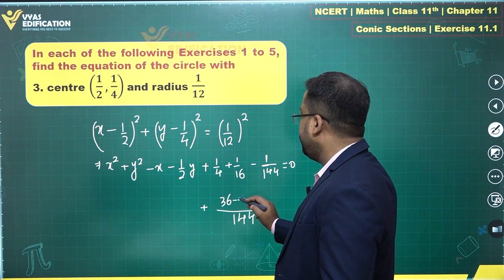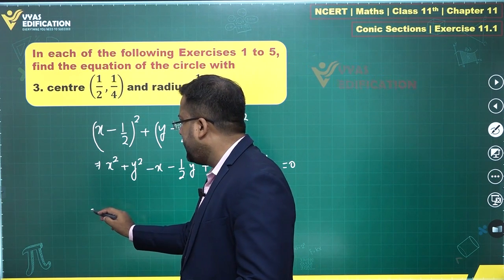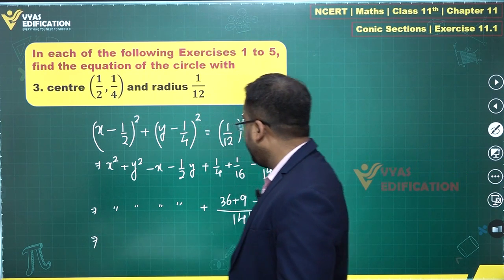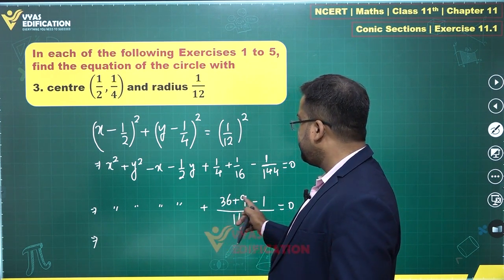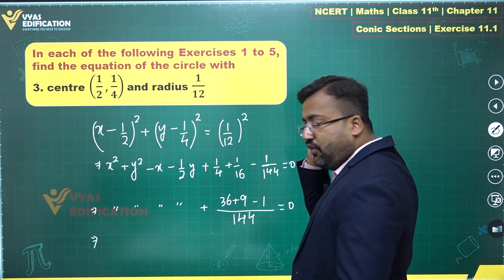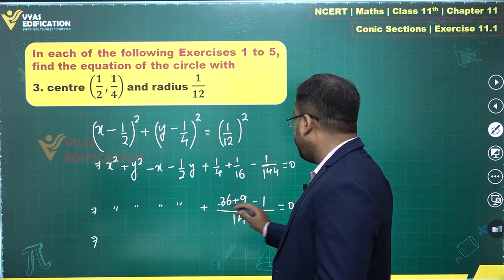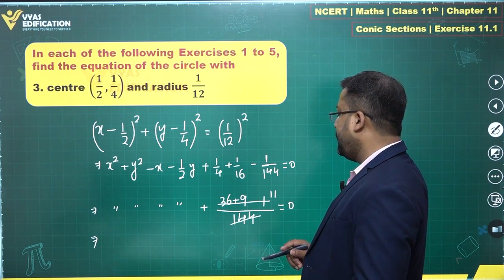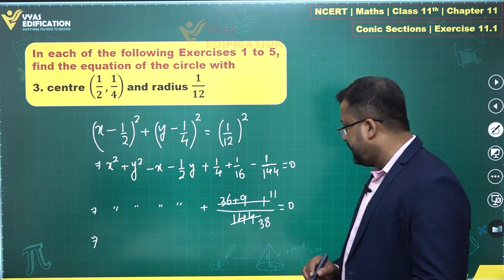This is 36 plus 9 minus 1 equals 0. Rest all the terms will remain as it is. Therefore, the final equation will be equal to, you can observe, 36 plus 9 is 45, minus 1 is 44. So what you'll have is 44 upon 144. Can I cancel a factor of 4? Yes, I can cancel a factor of 4. What will remain is 11 over here, and what will remain over here is 3, 8, 38. This is what you'll get, right?